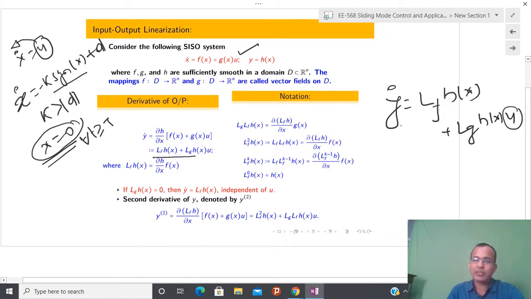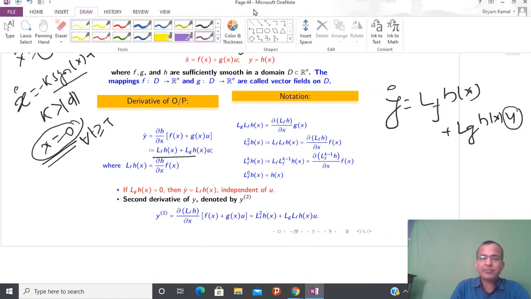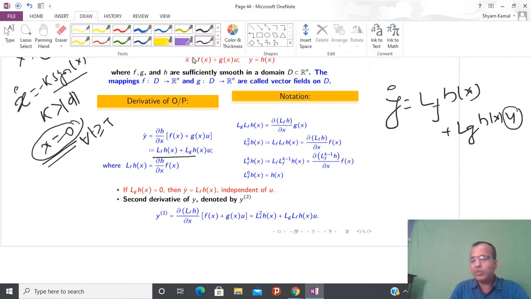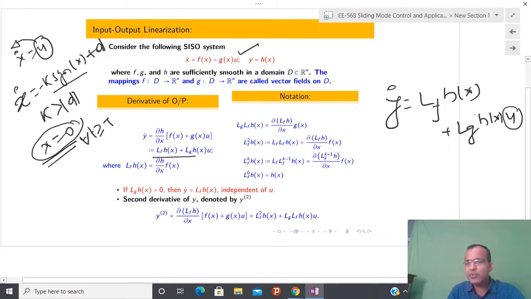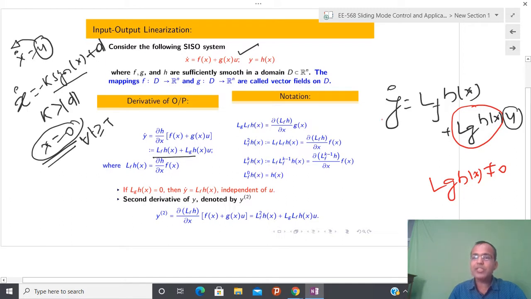No, sir. LgHx must be non-zero. Greater than LfHx is not required. We just have to make sure this should be not equal to 0. Even if that is positive or negative, that doesn't matter for us. We just have to make sure that LgHx should not equal 0. If that is not equal to 0, then it means that I am able to control this output y.